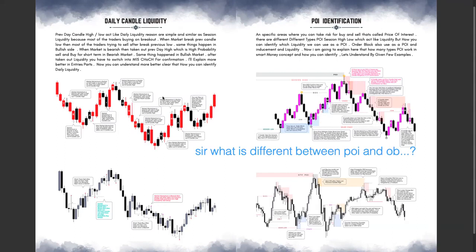What is the difference between a PY and an OB? Both are similar, but the main thing is a PY. PY means order block, imbalance, and liquidity sweep. All these things together are called PY. An order block is just the last buying candle before the sell, or the last selling candle before the buy. That's called an order block, which has a proper imbalance and has taken out the liquidity.